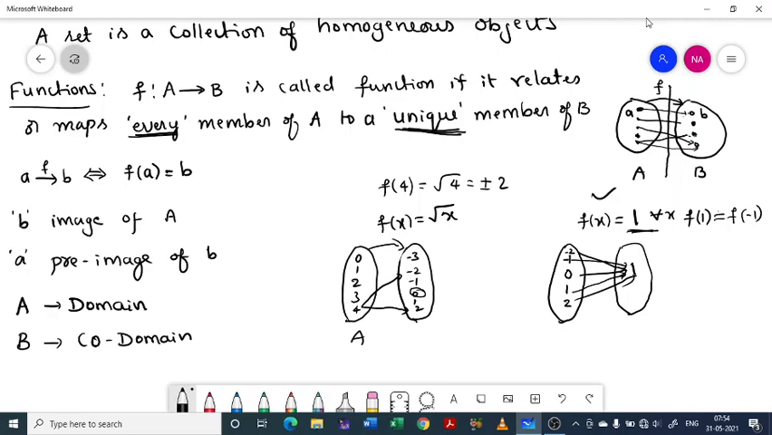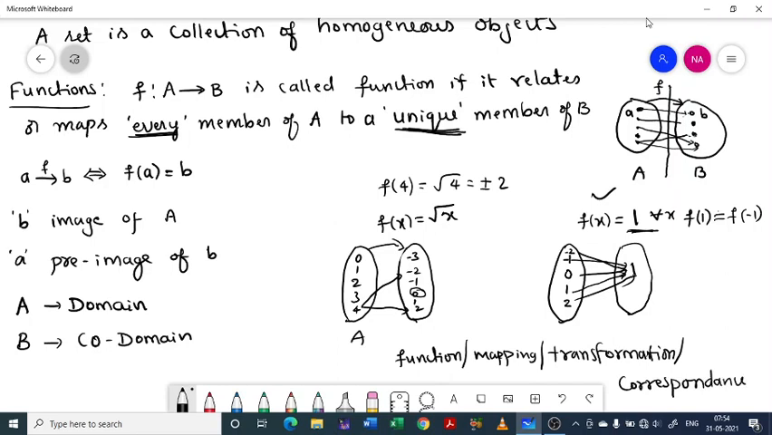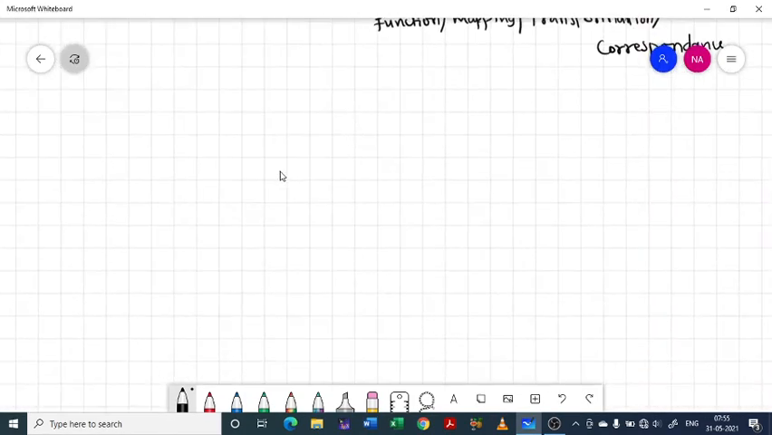There are many words which are used as synonyms for function. We call it function or mapping, transformation, all are the same. Still there are some books where they use the word correspondence. So these are all synonyms for functions. So this is about set and function.